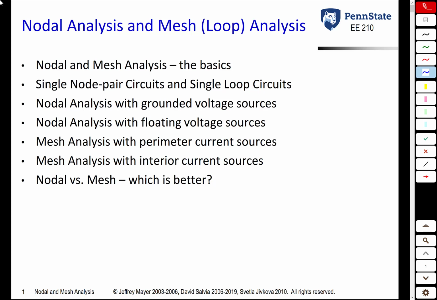In nodal and mesh analysis, we are going to solve the circuit without simplifying anything. Instead, we're going to come up with very specific algorithms for finding whatever we're looking for. In the book, you want to read sections 4.1 through 4.8.